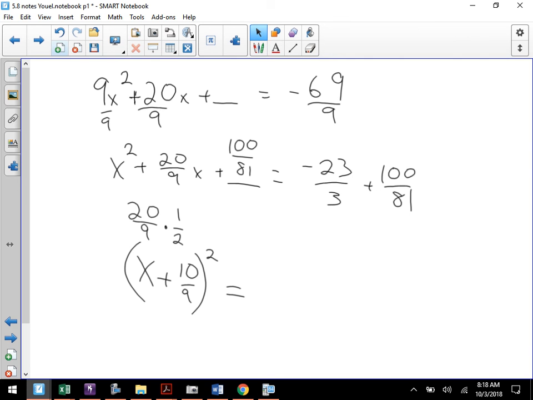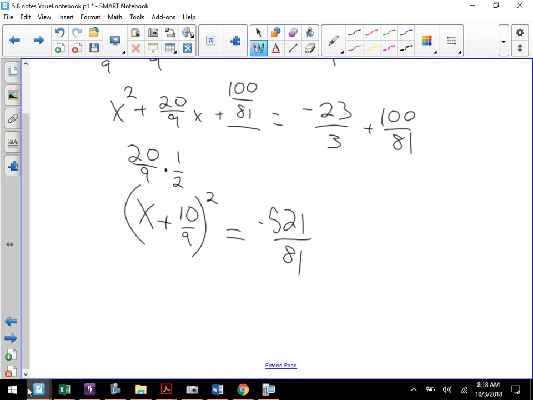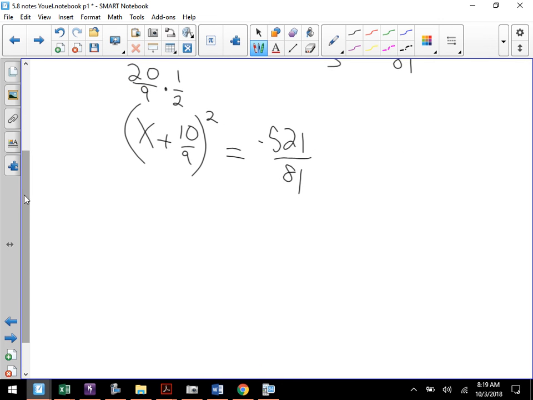At that point, you have a calculator. You have to try to do that. I get negative 521 over 81. Sounds like great numbers. Square root it. We get x plus 10/9 equals plus or minus i root 521 over 9.